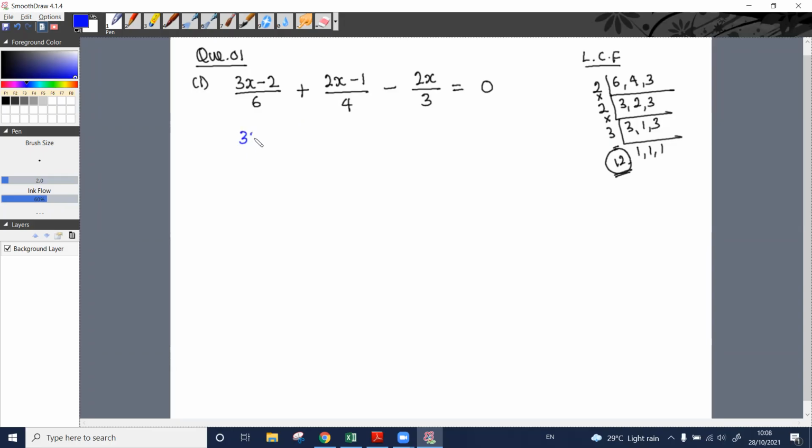Each and every term needs to be multiplied by 12. Here 3x minus 2 over 6, this is our first term. This needs to be multiplied by 12. Plus 2x minus 1 over 4, this is our second term. This also needs to be multiplied by our least common factor, which is 12. Minus the third term, 2x over 3. This also needs to be multiplied by 12.